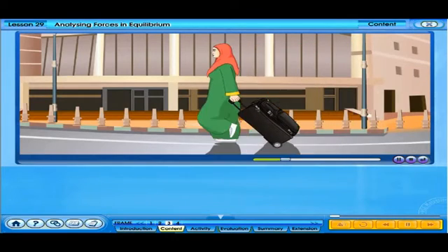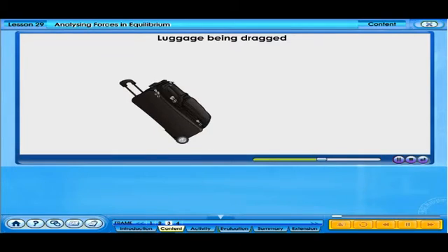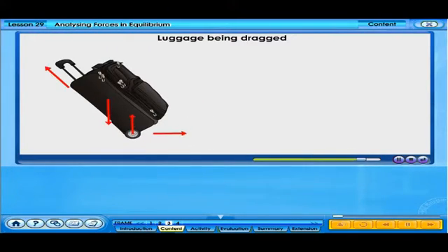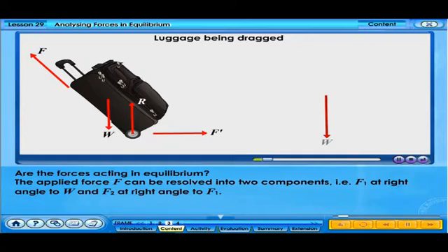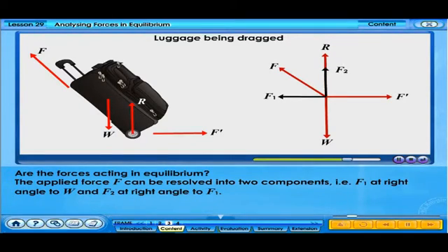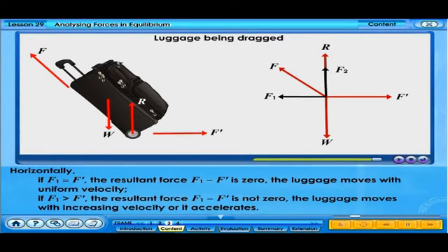Why is she dragging her bag instead of pushing it? Are the forces acting in equilibrium? The applied force F can be resolved into two components, that is, F1 at right angle to W and F2 at right angle to F1. In this case, the forces are not in equilibrium.